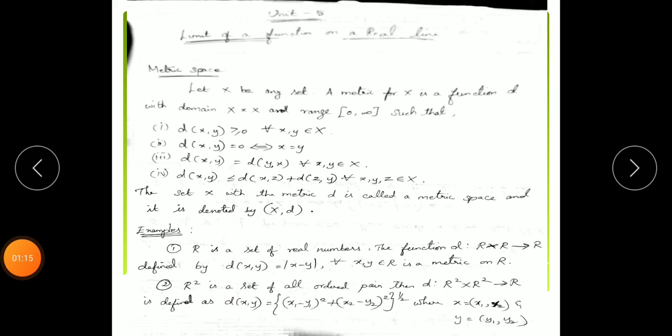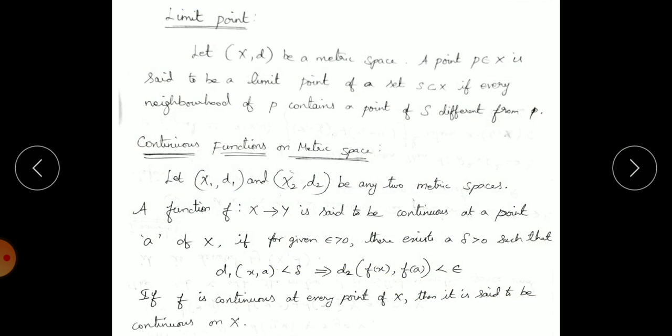If it satisfies all the conditions, then we can call it a metric space. Next, an example: R is the set of real numbers. The function d from R cross R to R is defined by d(x, y) equal to modulus of x minus y, where x, y belong to the real line R. So this is a metric space. Another one: R squared is the set of all ordered pairs. Then d from R squared cross R squared to R is defined as d(x, y) equal to (x1 minus y1) the whole squared plus (x2 minus y2) the whole squared, the whole to the power 1 by 2, where x equals (x1, x2) and y equals (y1, y2). These are all examples of the metric space.